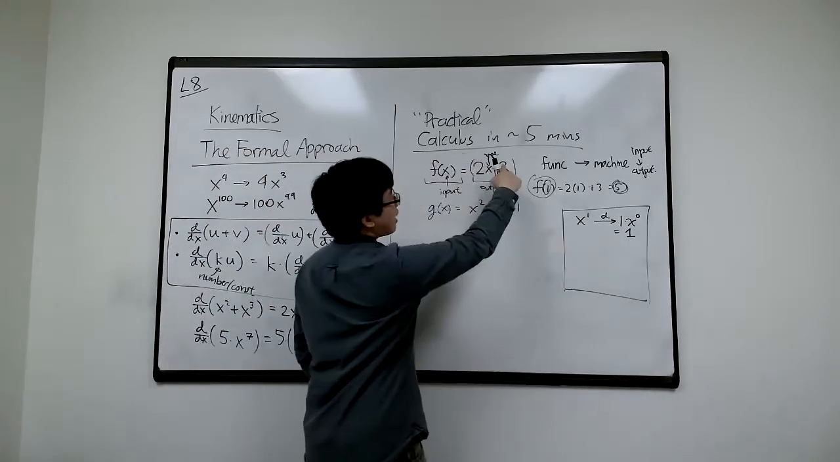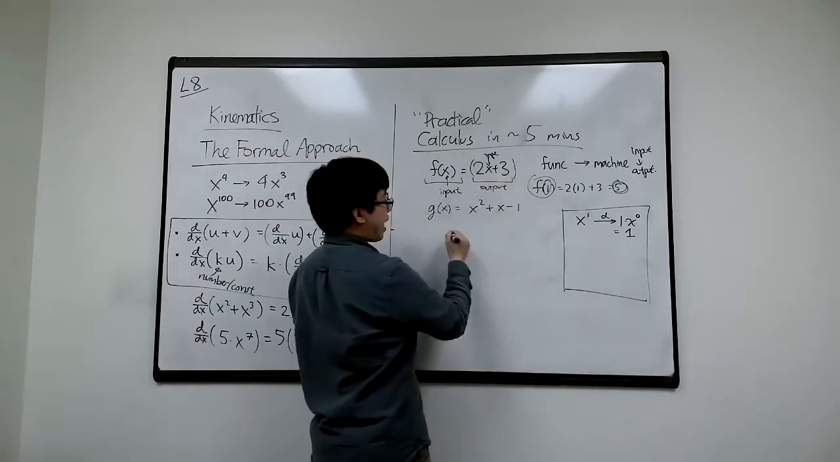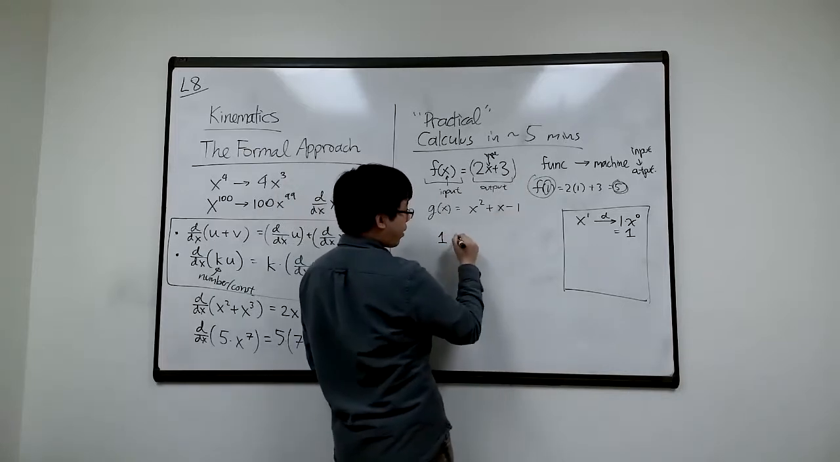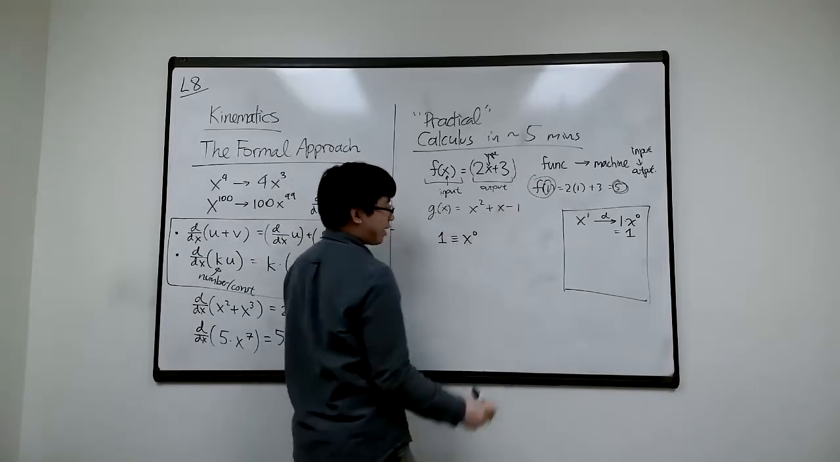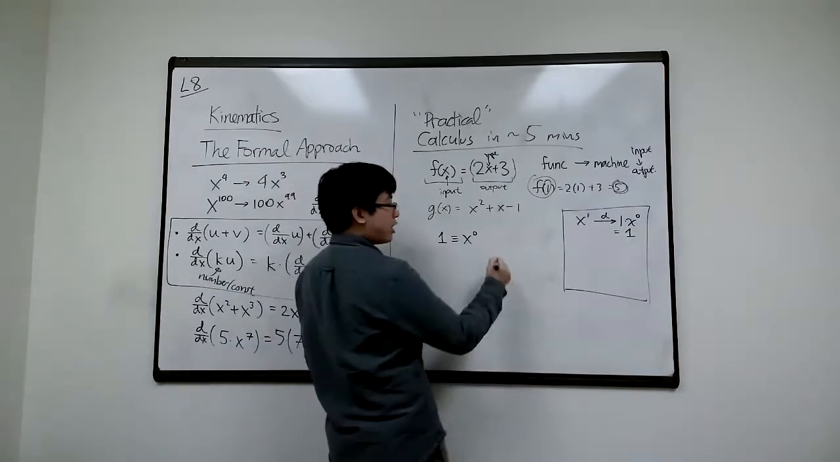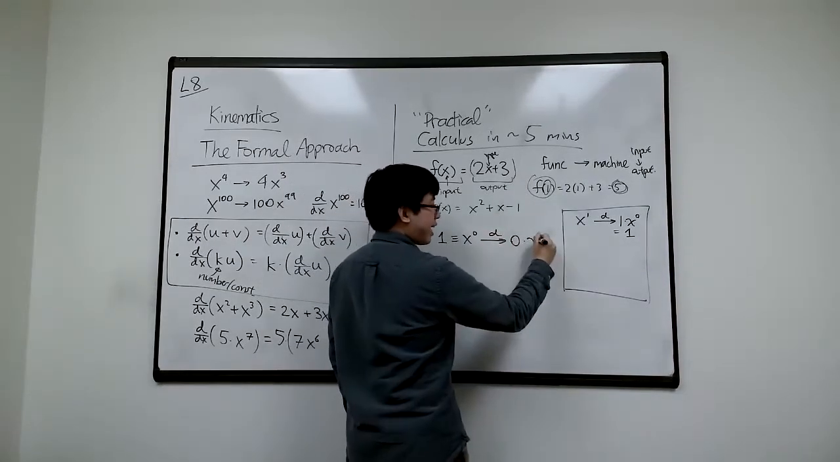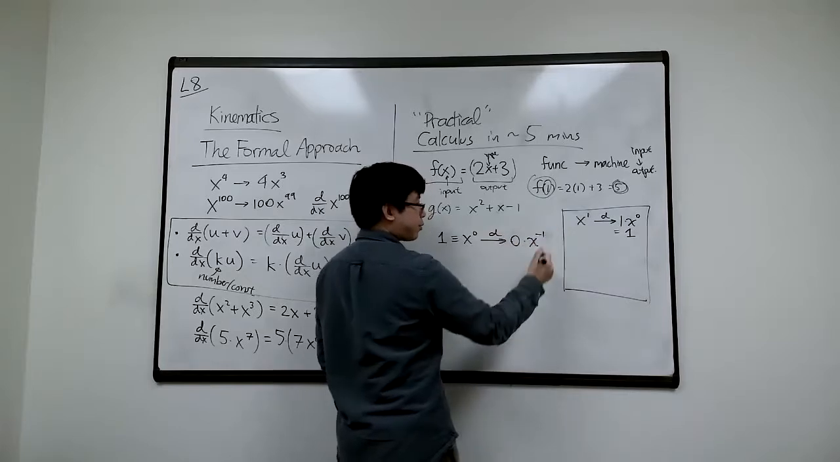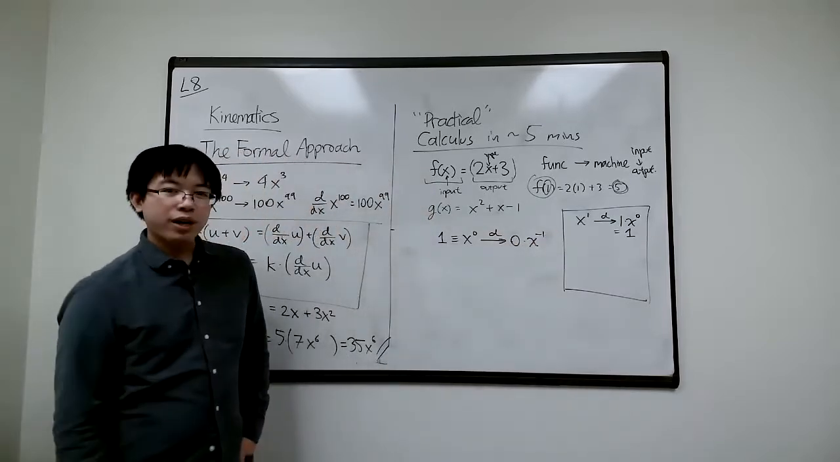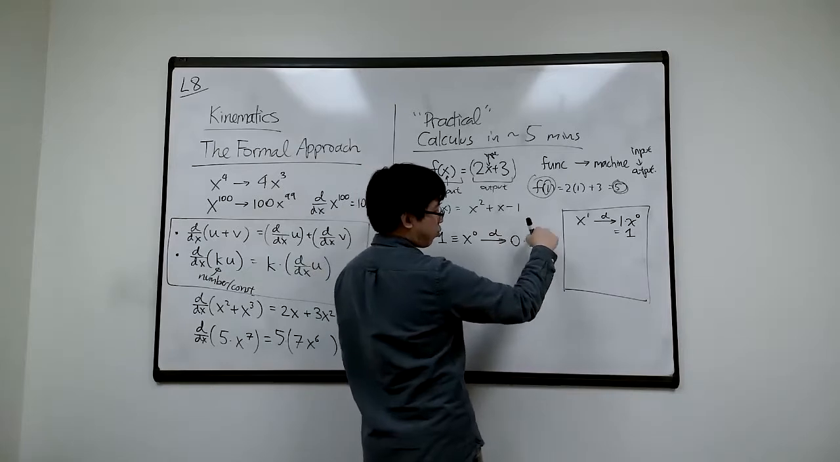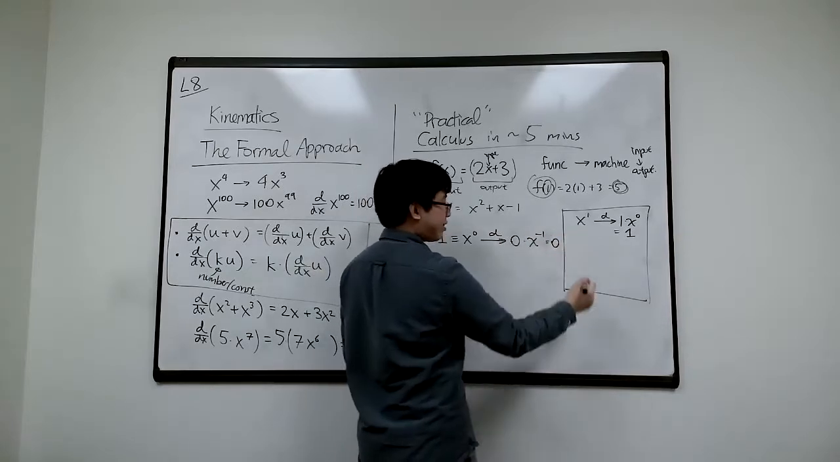So ignore the 3 first. How do I differentiate 1? Well, 1 is the same as x to the power of 0. So if I differentiate that, I need to drag the 0 down, and then x, and then subtract 1 from the power. But 0 times anything is 0. That's 1 over x, but whatever that is, it's going to be 0.